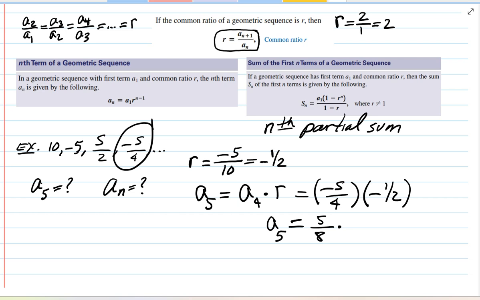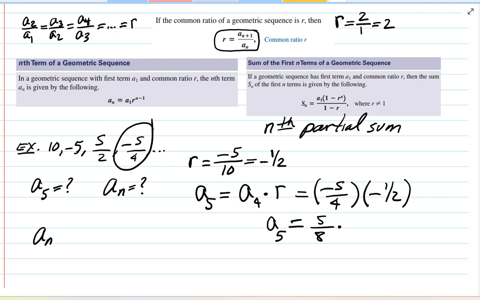And one thing that a negative common ratio will do to a geometric sequence is that it will cause the sequence to alternate. Look at this. You have positive, negative, positive, negative, positive, negative terms, which we call an alternating sequence in this case. All right. So what is the nth term?